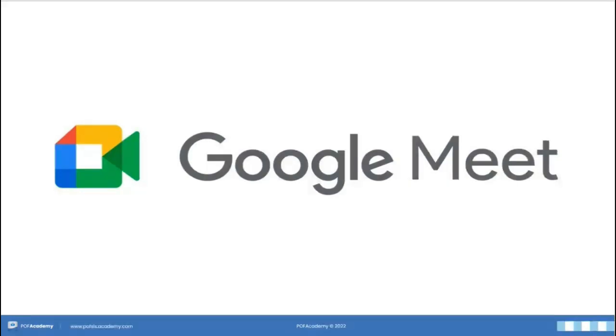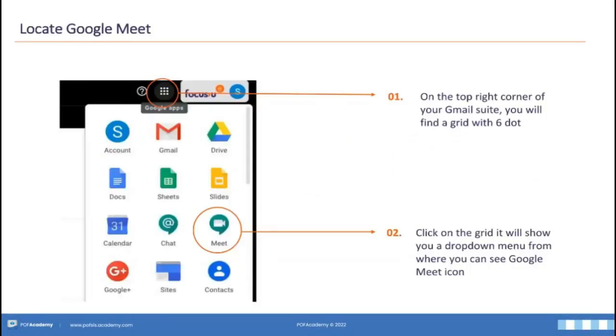Lastly, for our communication tools, we have Google Meet. Google Meet is a video conferencing app, one service for secure, high-quality video meetings and calls available for everyone on every device. On the top right corner of your Gmail suite, you will find a grid with 6 dots. Click on the grid, it will show you a drop-down menu from where you can see Google Meet icon.